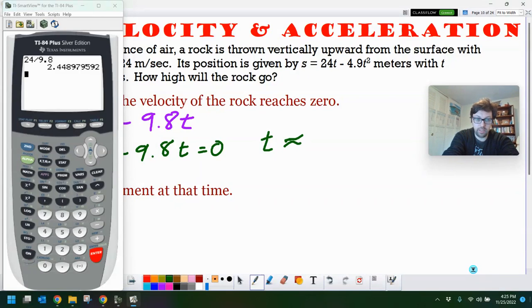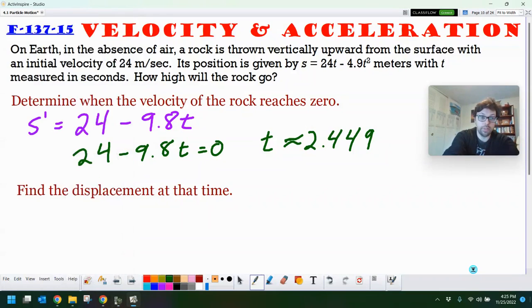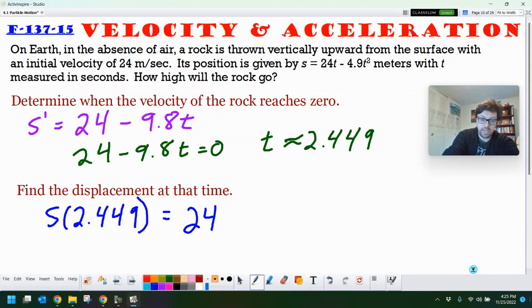t is approximately 2.449. So that's when it reaches the top of its curve. We need to figure out what the displacement is at that time. You don't have to do anything fancy with it since it is thrown from the surface, because we want to know how high up it goes. So that's just a matter of plugging in that 2.449 into here.